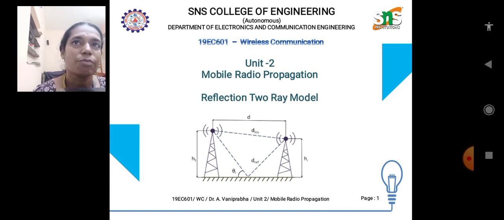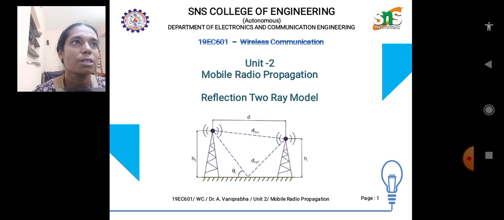The next key feature is path length. The direct path and the ground reflected path lengths are different due to the geometry of the propagation environment. However, for simplicity, in the two-ray ground reflection model we assume that both paths have the same length, just for easy analysis. We are assuming so, but practically those two paths are not of equal distance.